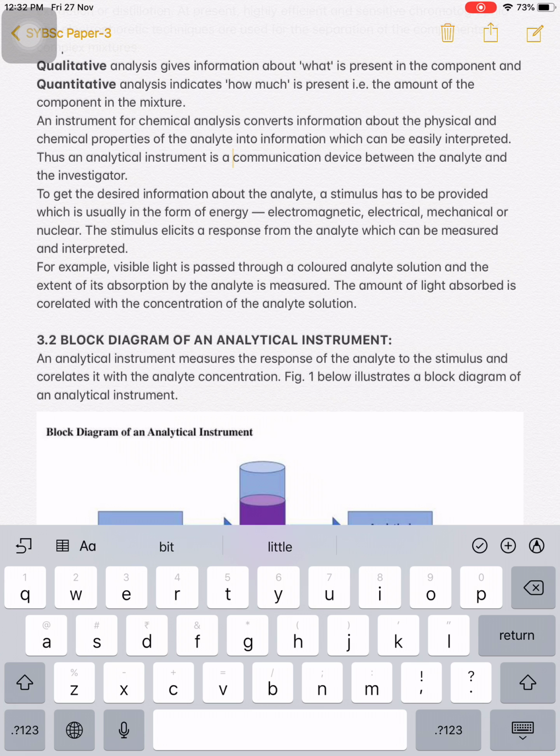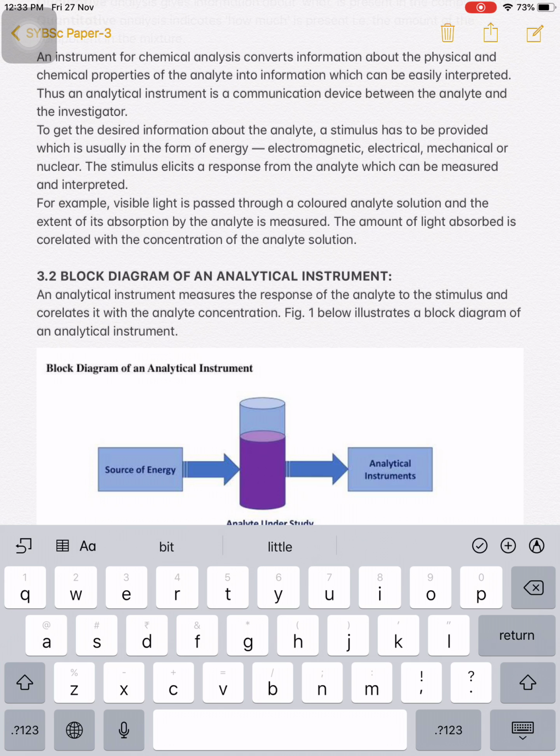We may irradiate the molecule or component by use of IR radiations or different UV or microwave radiations. Secondly, we can provide a stimulus by use of electrical, or by use of mechanical, or by use of nuclear energy. So the energy is provided to that molecule in terms of these different stimuli. The stimulus elicits a response from the analyte which can be measured or interpreted. If suppose a cubic structure is there, or a different structure is there, then depending upon the structure, that molecule gives a response to that respective stimulus.